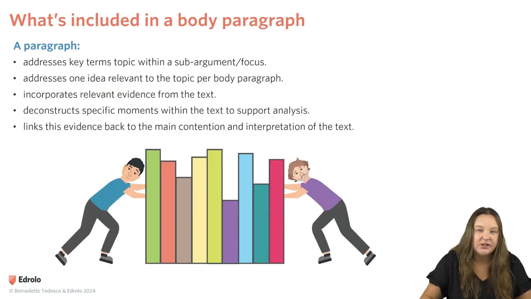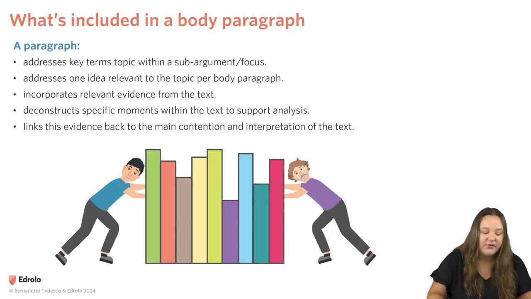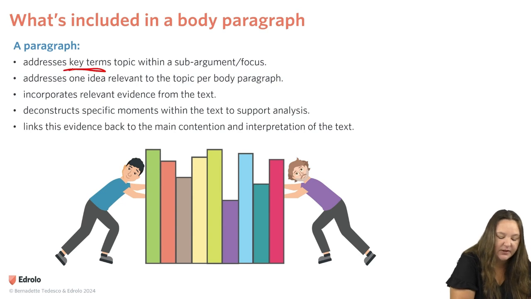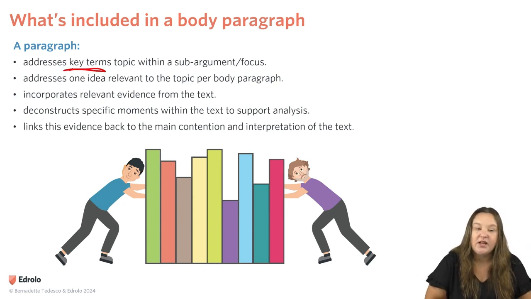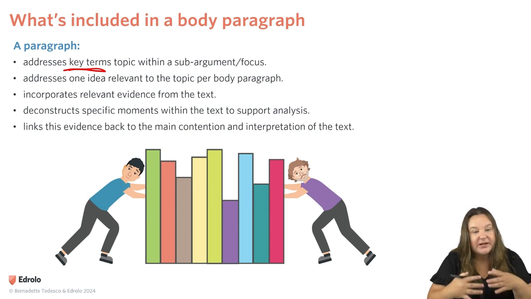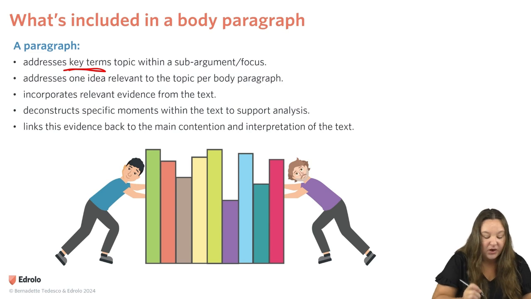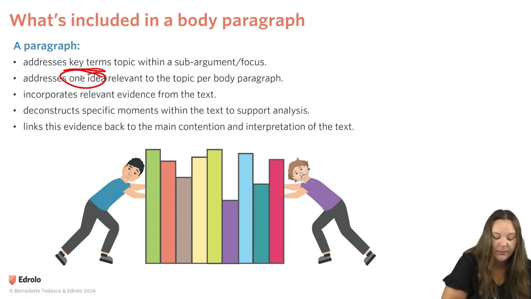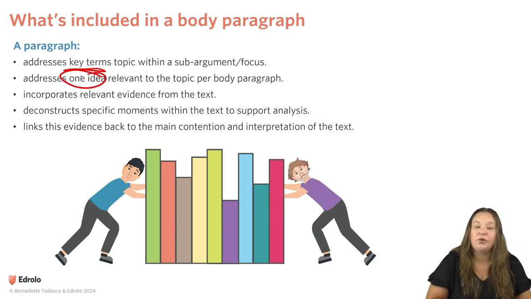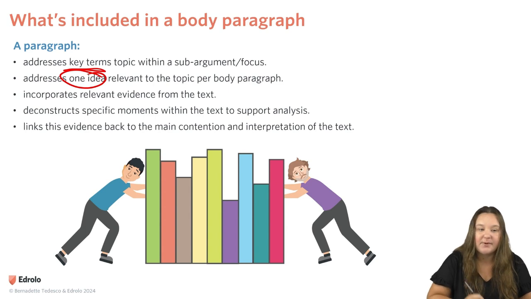So what's included in a body paragraph? A paragraph addresses the key terms that we've identified in that essay topic within a sub-argument or focus. What that means is you're going to address the big picture essay topic and you're going to break it down into those little sub-arguments. You are going to address one idea per body paragraph. So if you're trying to embed a second idea, you need to move to a second body paragraph. So one idea per body paragraph.